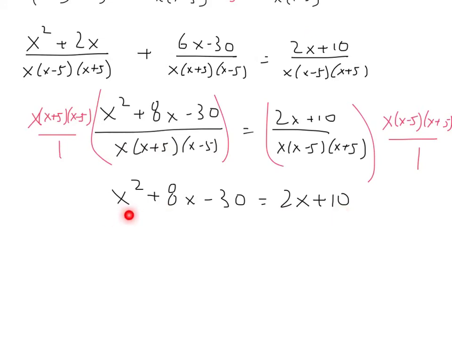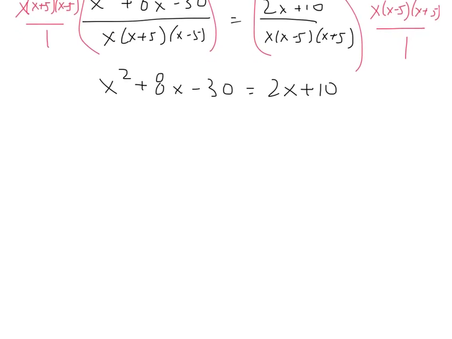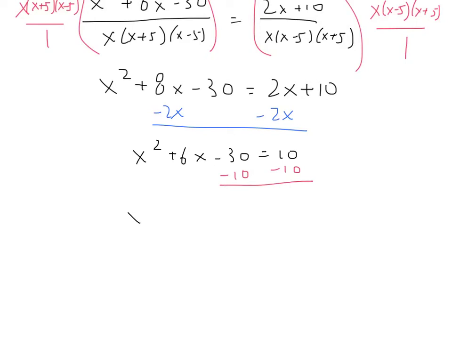All right, so if you remember when we work with quadratic equations, our strategy is that we want to get one side of the equation equal to 0. So let's go ahead and do that. Let's subtract 2x from both sides. That would give me x squared plus 6x minus 30 equals 10. And then if I subtract 10 from both sides, I end up with x squared plus 6x minus 40 is equal to 0. And then we have a pretty basic quadratic equation that we've worked with many times before.